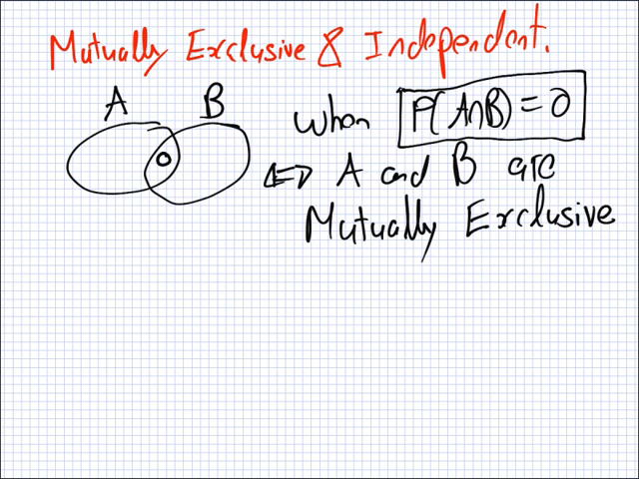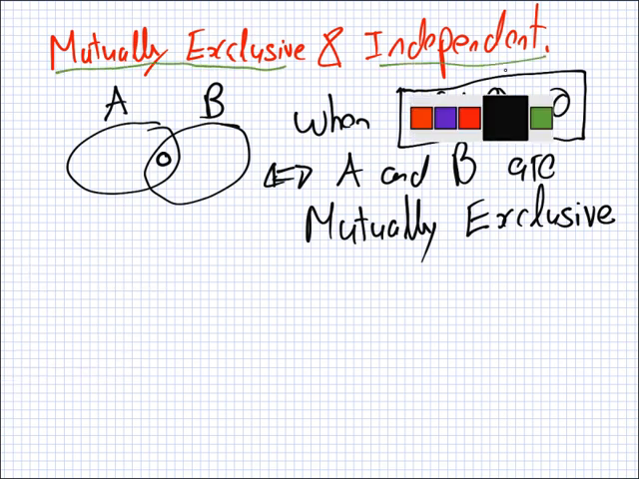The next one's a little bit harder, but we'll have a look at it now. So that was the first one, mutually exclusive. Now on to independent. You have a rough idea of what independent means. It means that one event does not influence the other event.